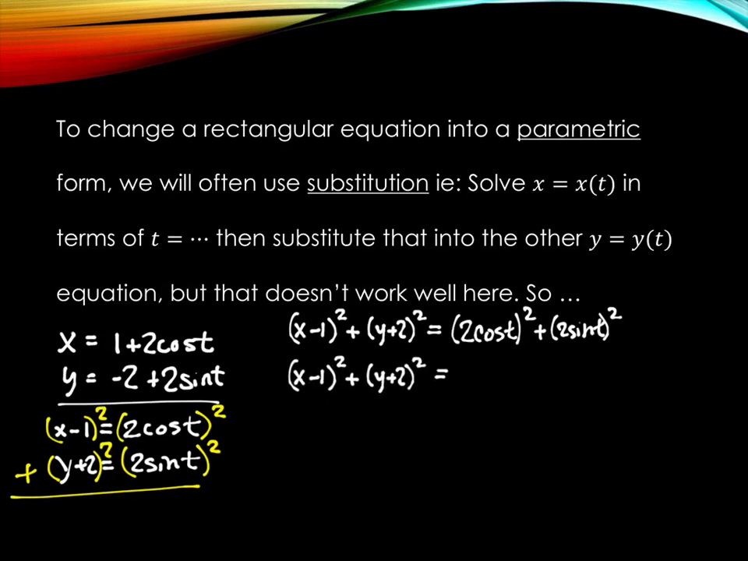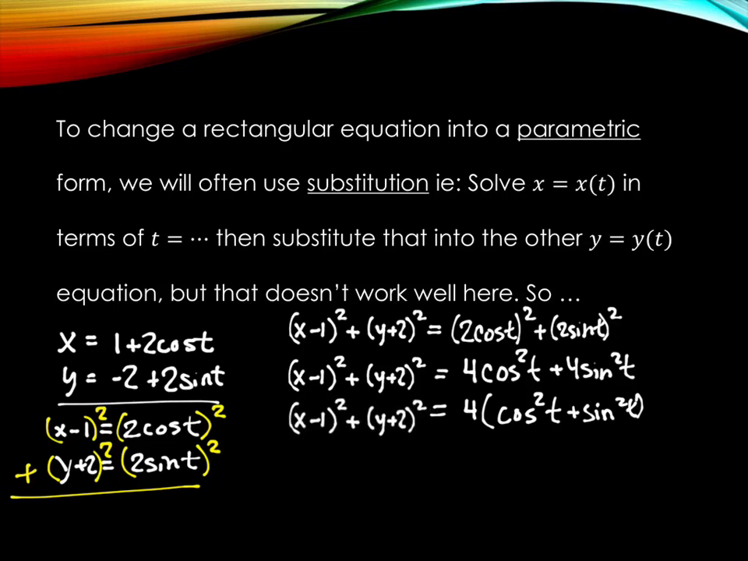But both of these have a 2 in them. So when I square it, I have 4 cosine squared t plus 4 sine squared t. They both have a 4, which means the 4 can be factored out. That's why it doesn't matter if I move the 2 to the other side. And then, like we said, sine squared plus cosine squared is equal to 1. So this whole thing is equal to what?